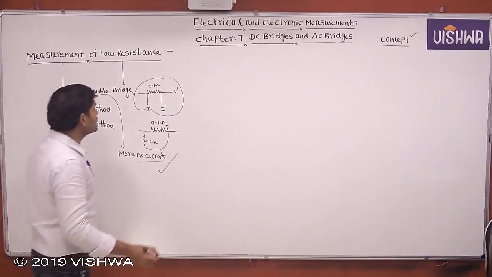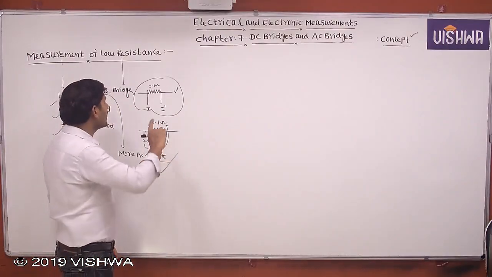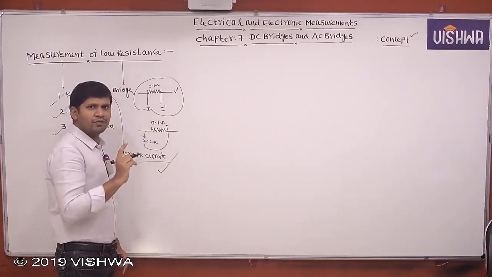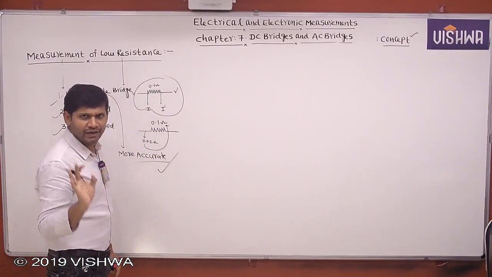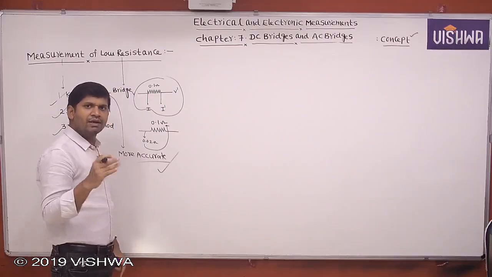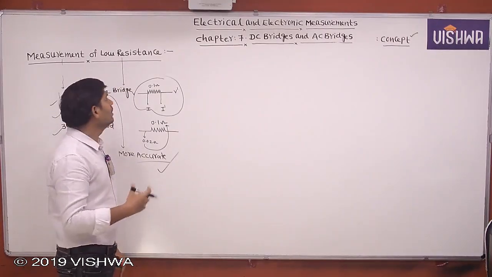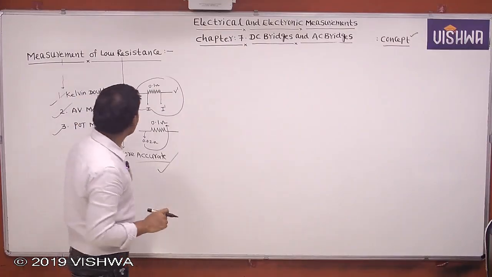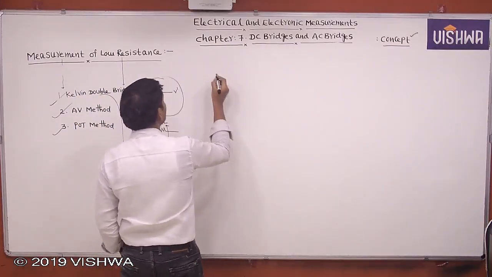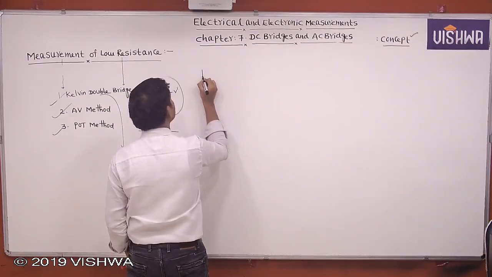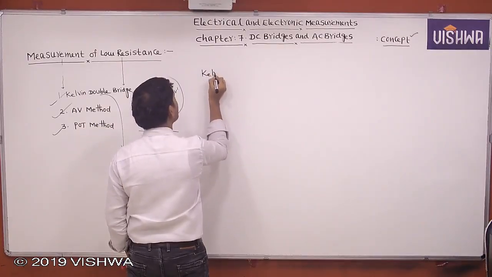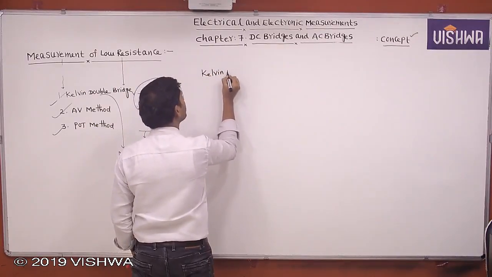Now concentrate. Once again, the difficulty in the measurement of low resistance is connecting wire resistance or lead wire resistance. That is one difficulty; it gives a serious error. Even thermoelectric EMFs cause errors in low resistance measurements. Remember those two points. Concentrate on the Kelvin double bridge: measurement of low resistance by using the Kelvin double bridge.